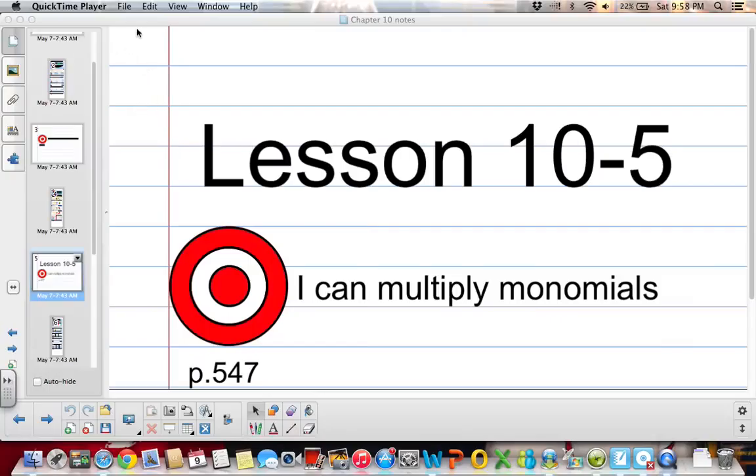Hi, 7th graders. We're on lesson 10.5, which starts on page 547 in your textbook. Our learning target is multiplying monomials.